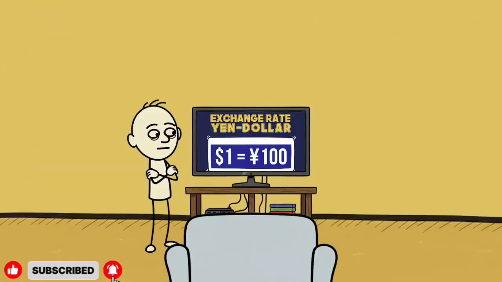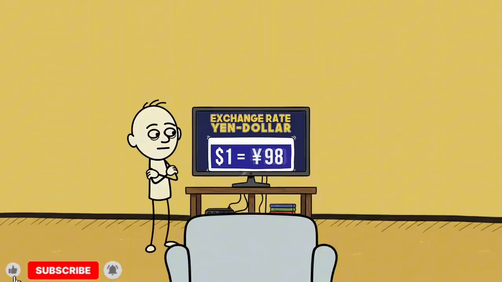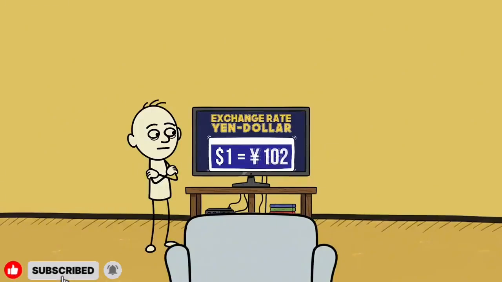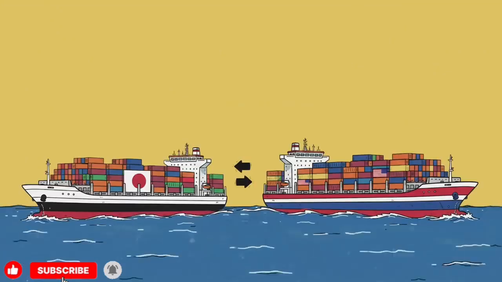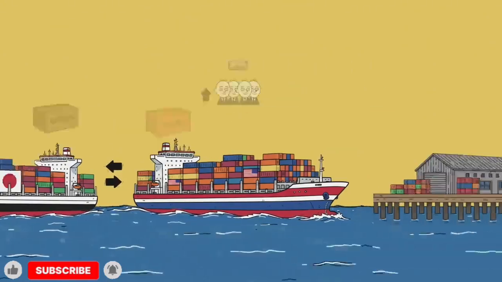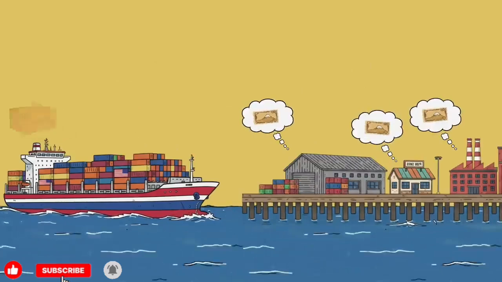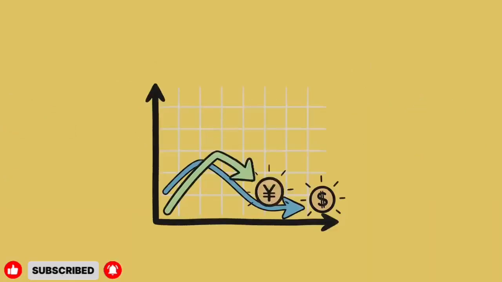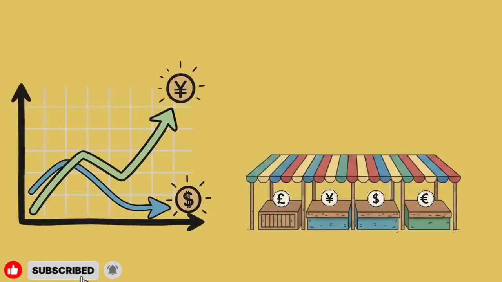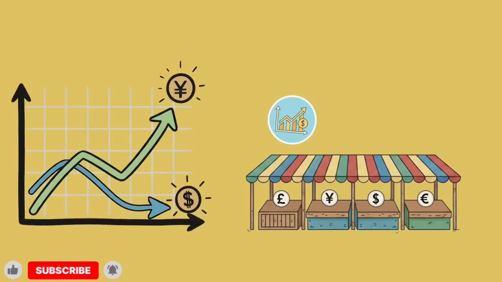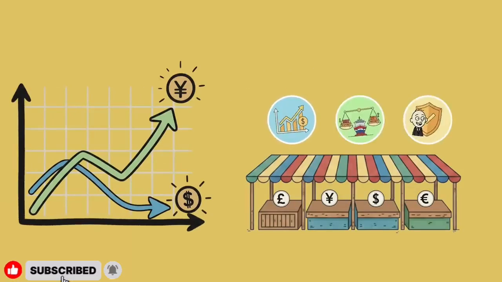A dollar might buy you 100 yen today, but tomorrow it could buy 98 or 102, depending on what's happening in America and Japan. The value also depends on trade. If Japan sells more products to America than America sells to Japan, demand for yen increases because American companies need yen to pay Japanese suppliers. That pushes the yen's value higher compared to the dollar. It's a marketplace where currencies compete based on economic performance, trade balance, and investor confidence.